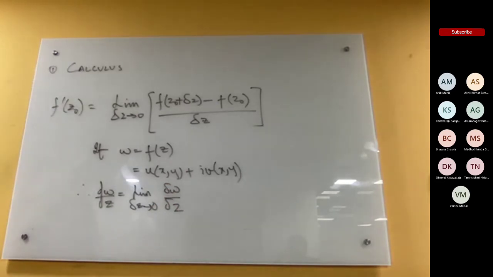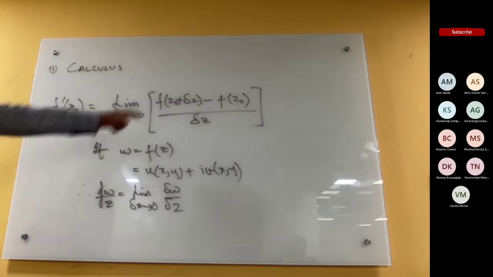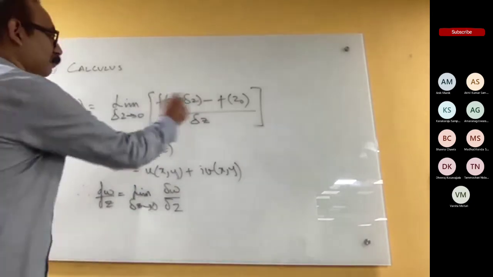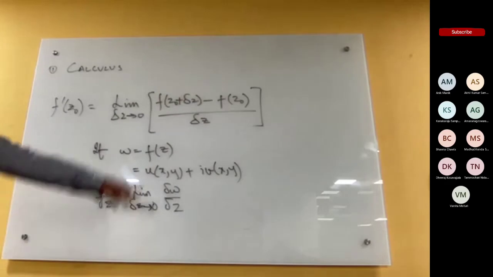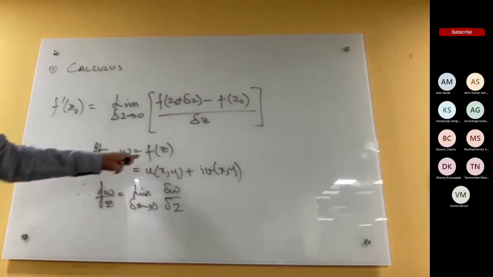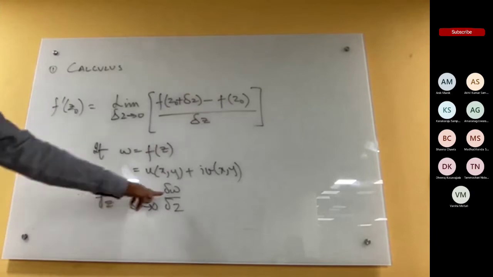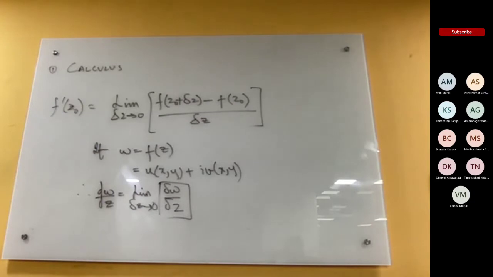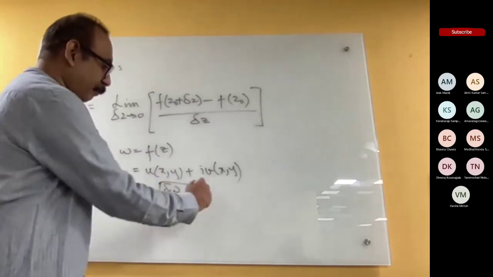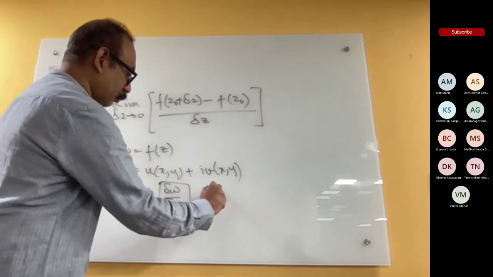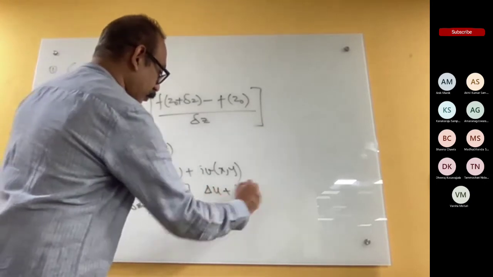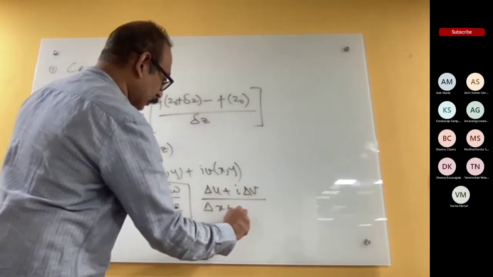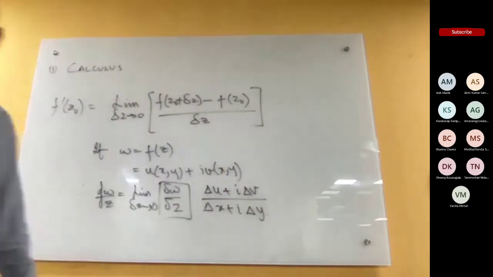That is what that is. Because this is nothing but delta w, right? This whole thing breaks in. The whole numerator breaks into delta w only, because you have just defined w to be f of z. So this just becomes delta w by delta z. Of course, if you break it open, if you want to write it in a bigger way, then it becomes delta u plus i delta v divided by delta x plus i delta y. It is the same thing.